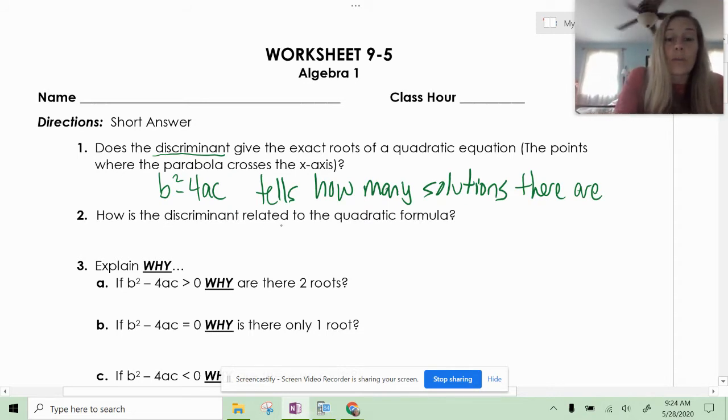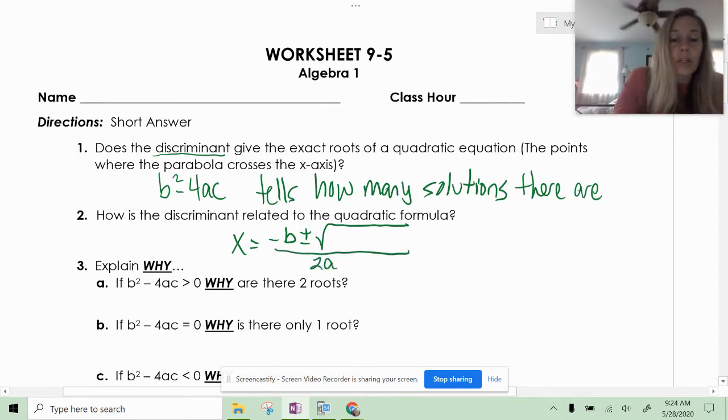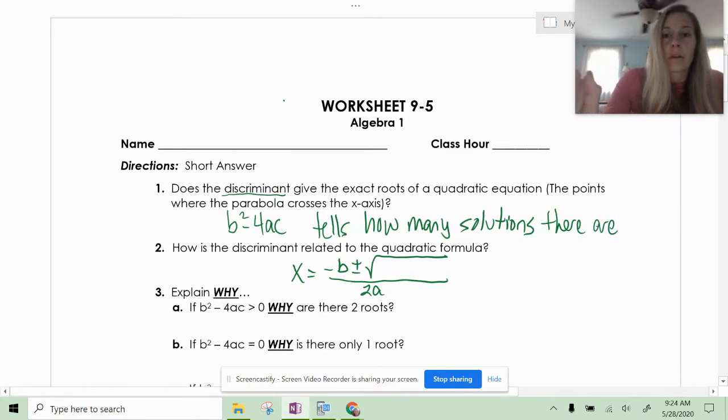So how is the discriminant related to the quadratic formula? Well, the quadratic formula contains the discriminant. So the discriminant is this portion in here. It is b squared minus 4ac. That is your discriminant.